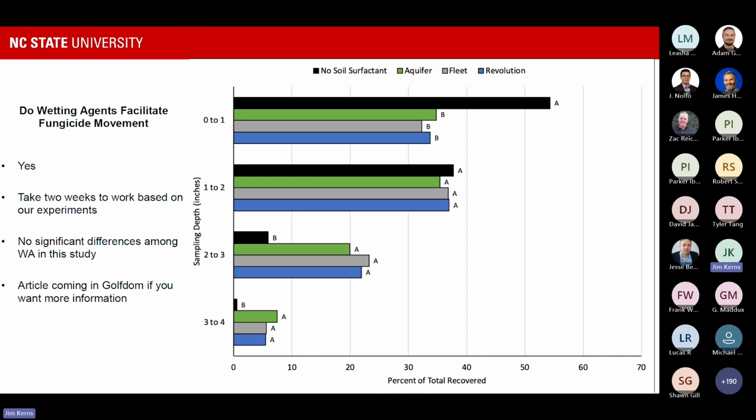So what I would like now is to have people, when you're thinking of starting your take-all root rot or take-all patch or summer patch or nematode, that 2 weeks prior to that, you've already started a wetting agent. So we help facilitate that movement down into the root zone, okay?